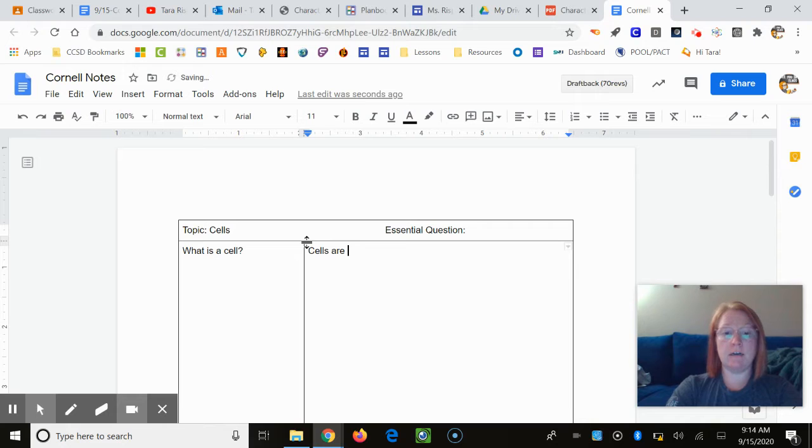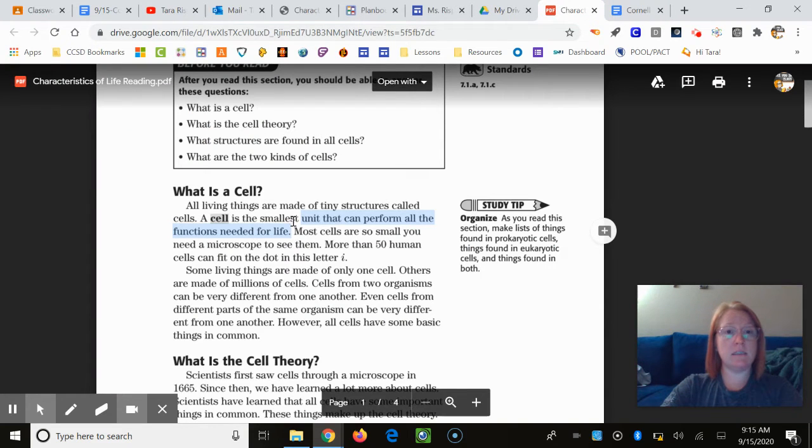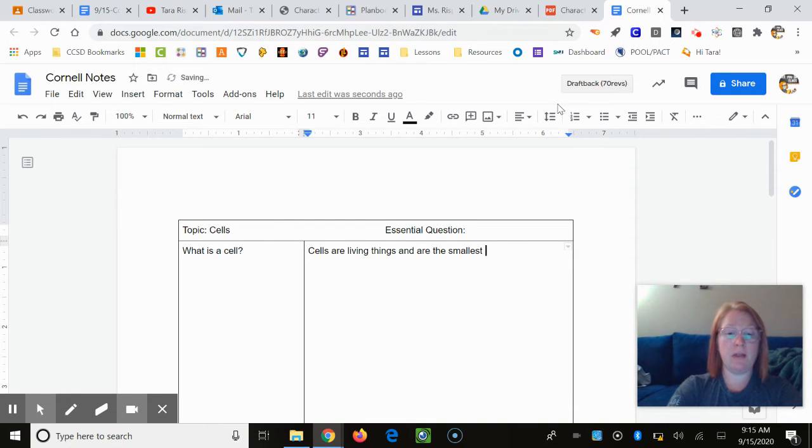Cells are living things and are the smallest, what did the article say? Are the smallest unit that can perform all the functions needed for life.